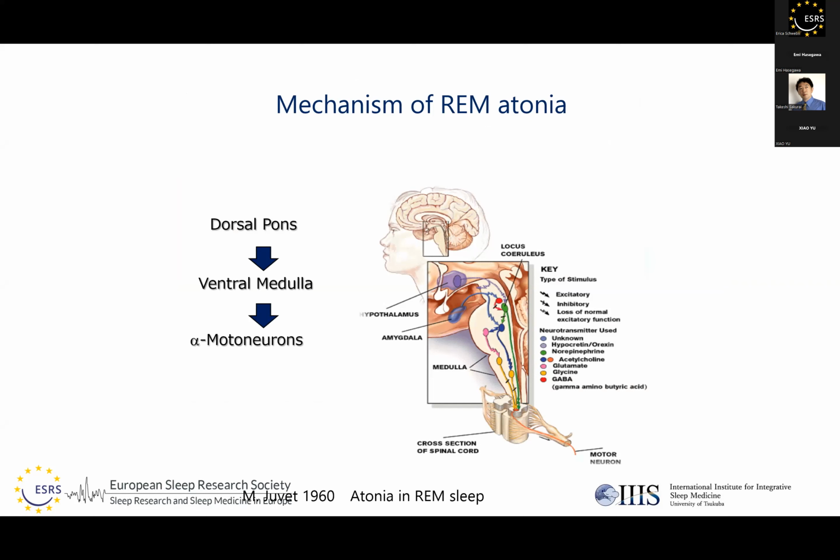So, as previously discussed, muscle atonia is a hallmark of REM sleep, allowing our bodies to remain immobile despite the activation of numerous regions in the cortex. The regulation of atonia during REM sleep, or REM atonia, is accomplished through a descending pathway stemming from the brainstem. Specifically, premotor inhibitory cells in the ventral medulla send inhibitory projections to alpha motor neurons, resulting in inhibition of these motor neurons.